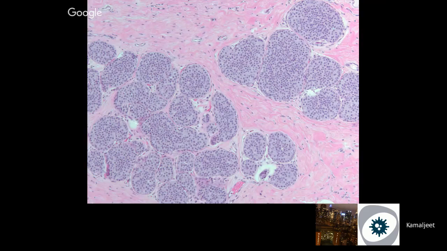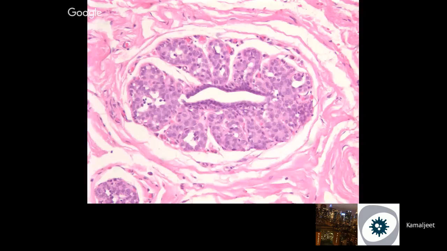ALH. LCIS, you will see complete distension of the acini, and the involved acini will be larger than the adjacent benign lobule. Another picture of LCIS. The architectural feature that is peculiar about LCIS is this cloverleaf pattern when it involves the duct, the pagetoid involvement of the duct.